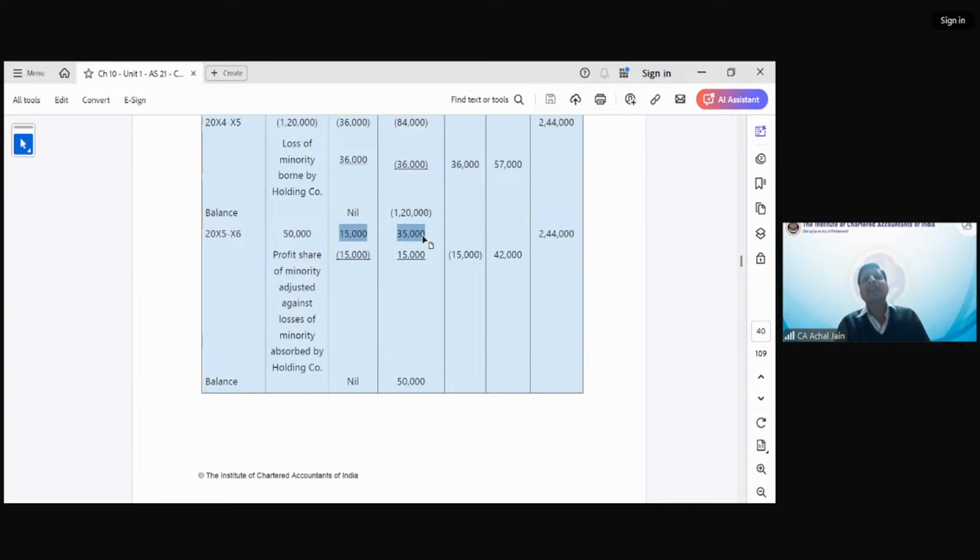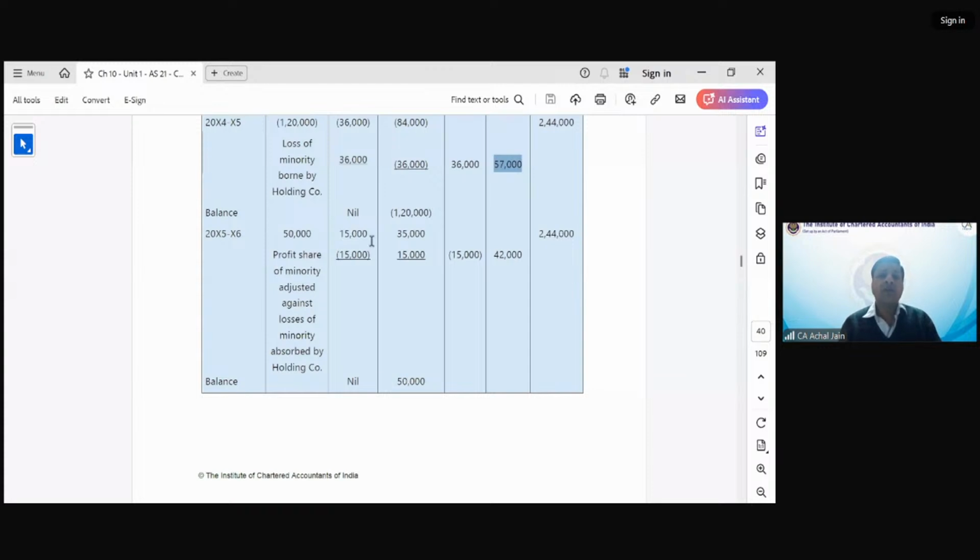Yes or no? Holding company is waiting. Holding company is saying that in the previous 2 years, when there was a loss, we absorbed that loss, even if that belonged to minority. We absorbed some portion of that. So now when there's a profit, to the extent we have absorbed that loss, what is that extent? 57,000. This profit should also be passed on to us. Means the profit share of minority should be passed on to us, till the time the loss which we have absorbed is fully zero.